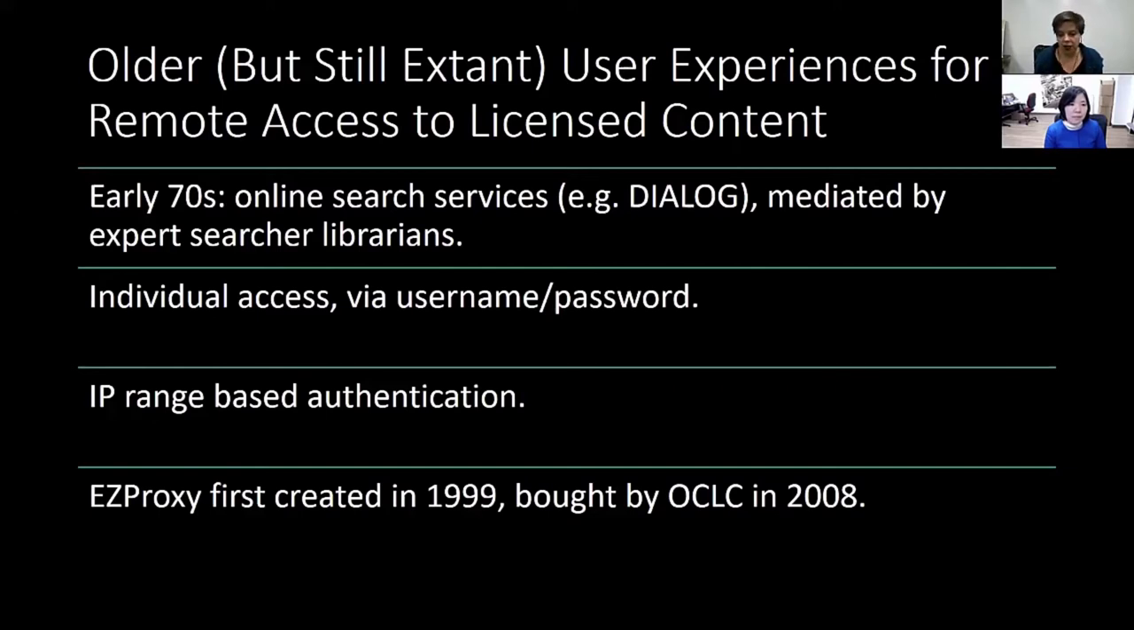IP-based, range-based authentication is still a critical piece of our infrastructure for offering access to licensed content. This allows anyone on campus to have access without really doing anything else. However, it does not work so well when people are not on campus. And so that brought us things like EZProxy, which was first created in 1999 and bought by OCLC in 2008. This allows you to give your vendors the EZProxy IP address and then send all your traffic through that proxy server, which creates a single sign-on experience across all databases, even from off campus. And it can, of course, work with a number of authentication technologies to create SSO with other systems as well.